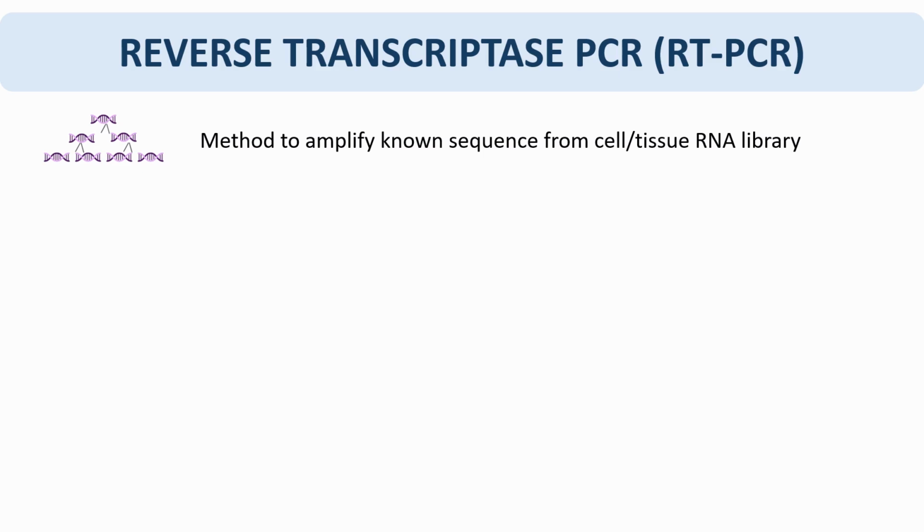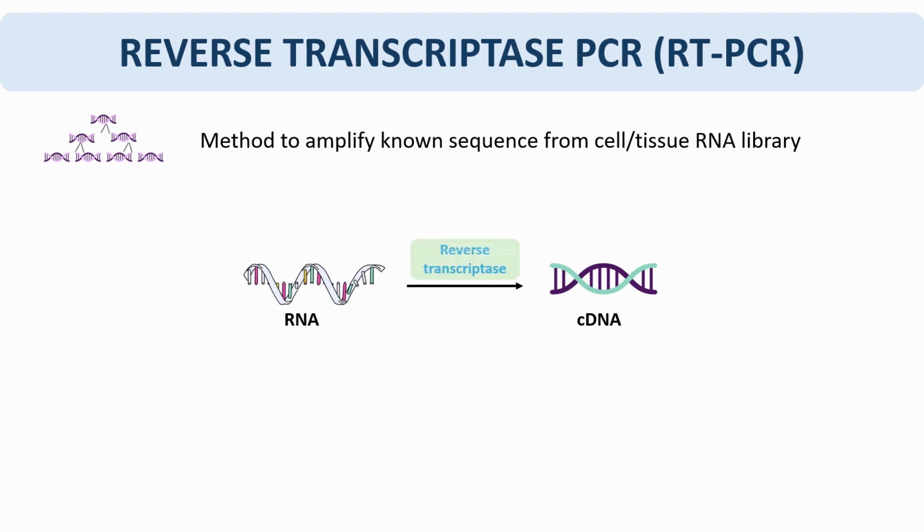a cell or tissue RNA library. Here RNA is first converted into complementary DNA or cDNA, and this is done using an enzyme called reverse transcriptase enzyme. So basically it is creating a stable DNA copy from less stable RNA molecule. So instead of DNA, mRNA is the starting template.